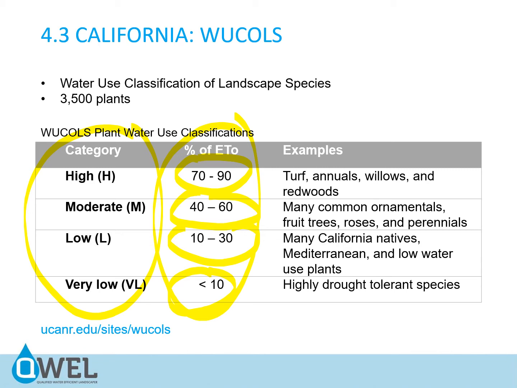Examples of these different types of classifications in the high category would be turf, annuals, willows, and redwoods. Moderate would be many common ornamentals, fruit trees, roses, and perennials. Low would be many of the California natives, Mediterranean, and low water use plants. And then very low would be highly drought tolerant species.